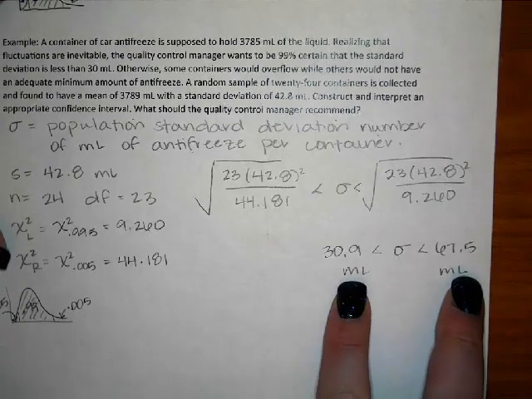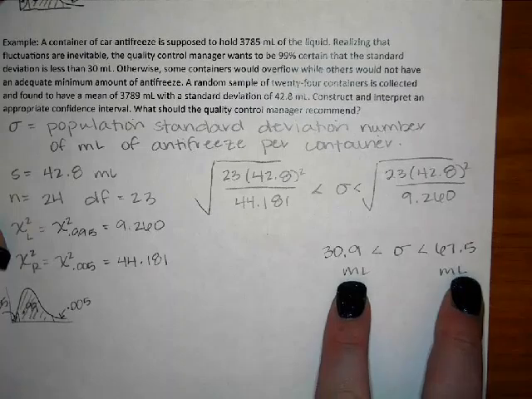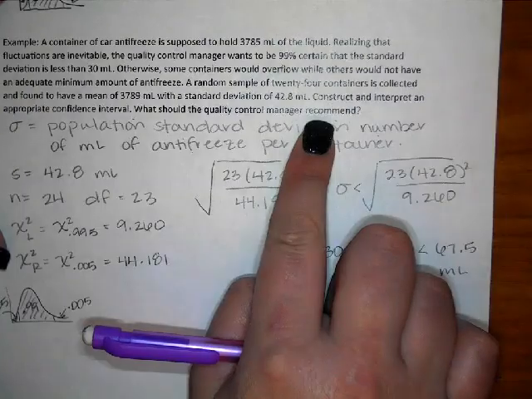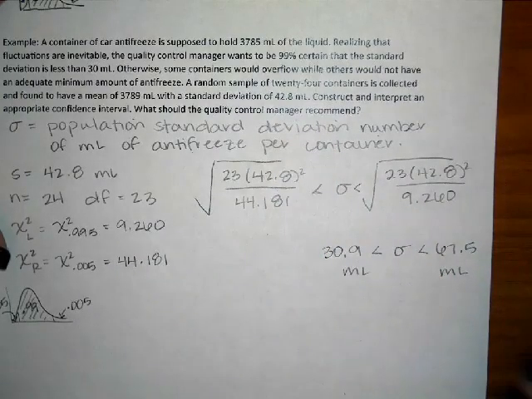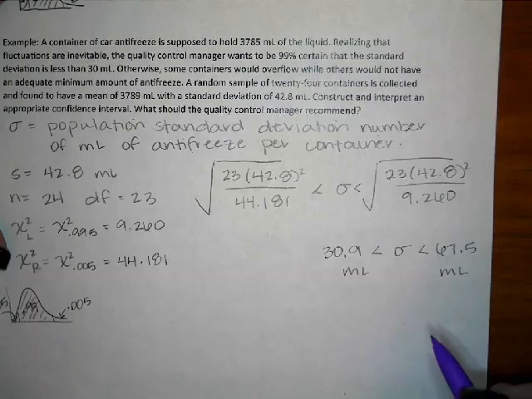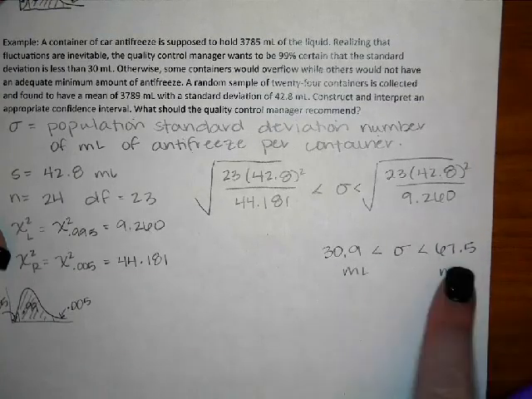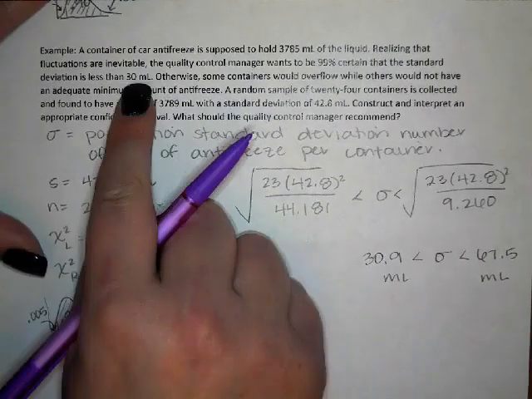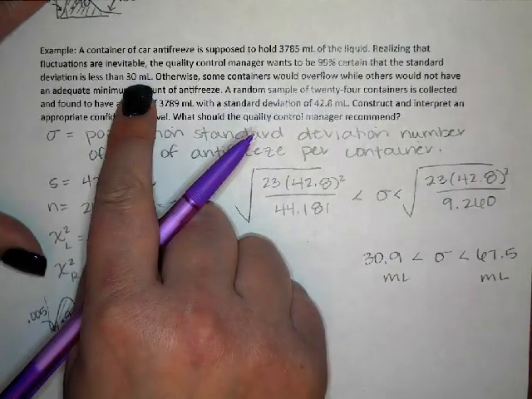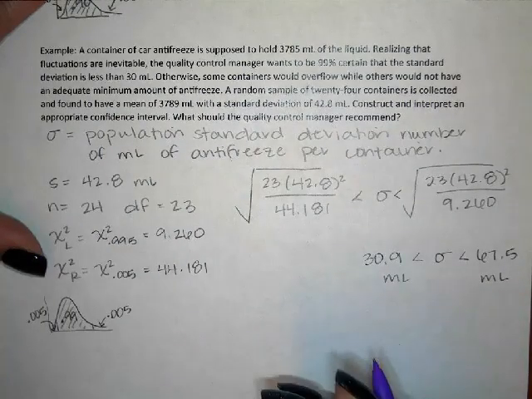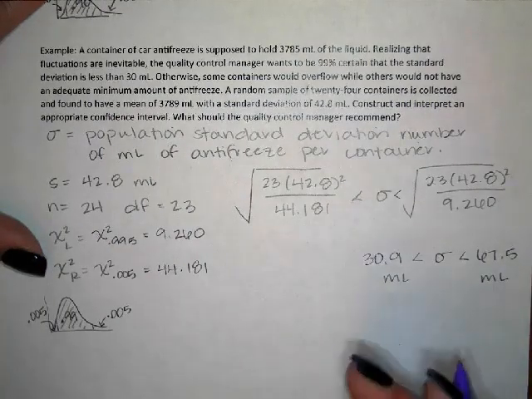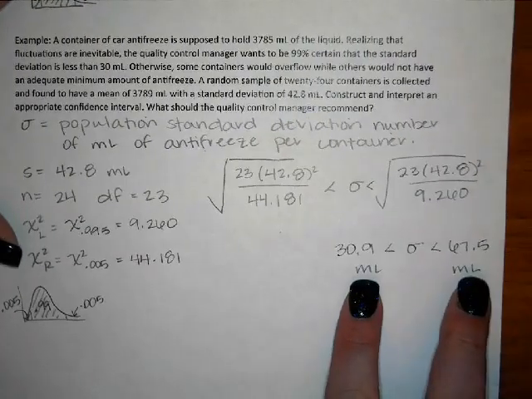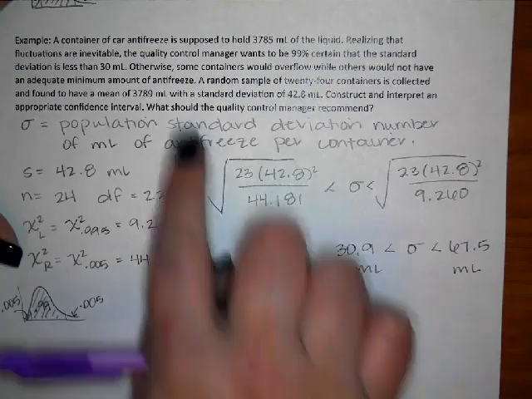That's what that means. So what should the quality control manager recommend? They should probably recommend some other way of filling the containers that is more consistent, because the method that they're currently using to fill the containers is not consistent enough to have that standard deviation less than 30 milliliters. Not near consistent enough. Maybe they need a different process. Somewhere in the process something's going wrong, or they need a different machine to do it, but something needs to change, because right now their consistency is not where it should be. So that's the extra question that we were answering there, that goes above and beyond merely interpreting the confidence interval.